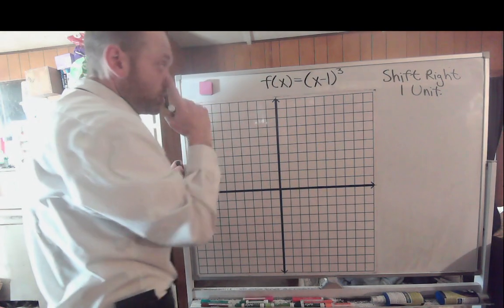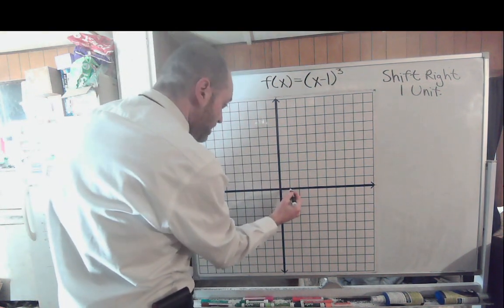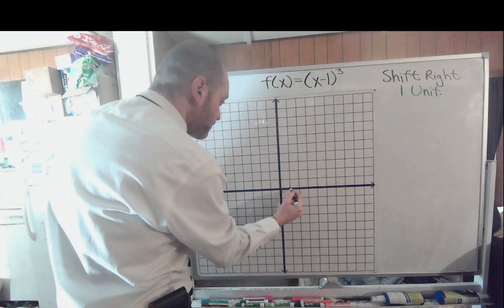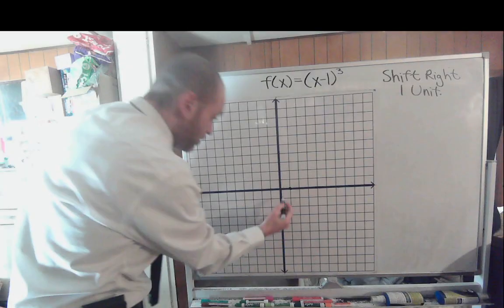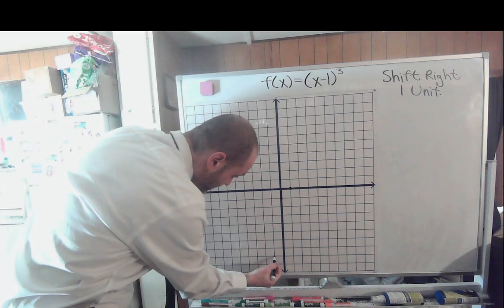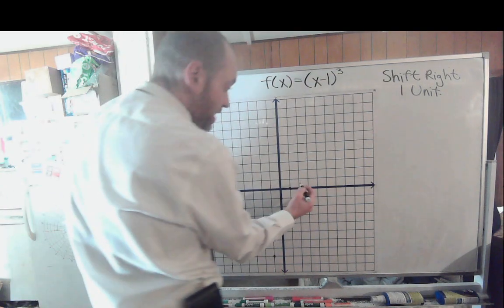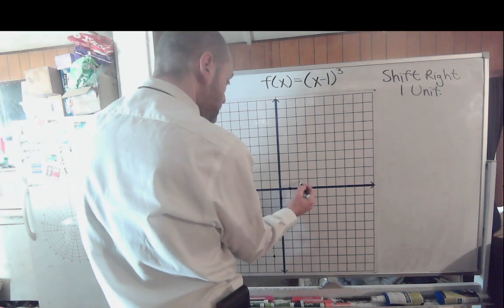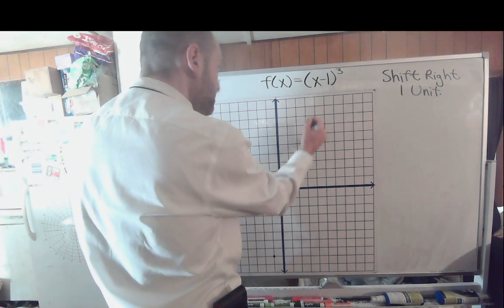So that means my starting point would actually, in this case, be at 1, 0. And then let's see, at 0, I'd be at negative 1. At negative 1, I'd be down to negative 8. Alright, so then at 2, I would be at 1. And then at 3, I would be at 8.